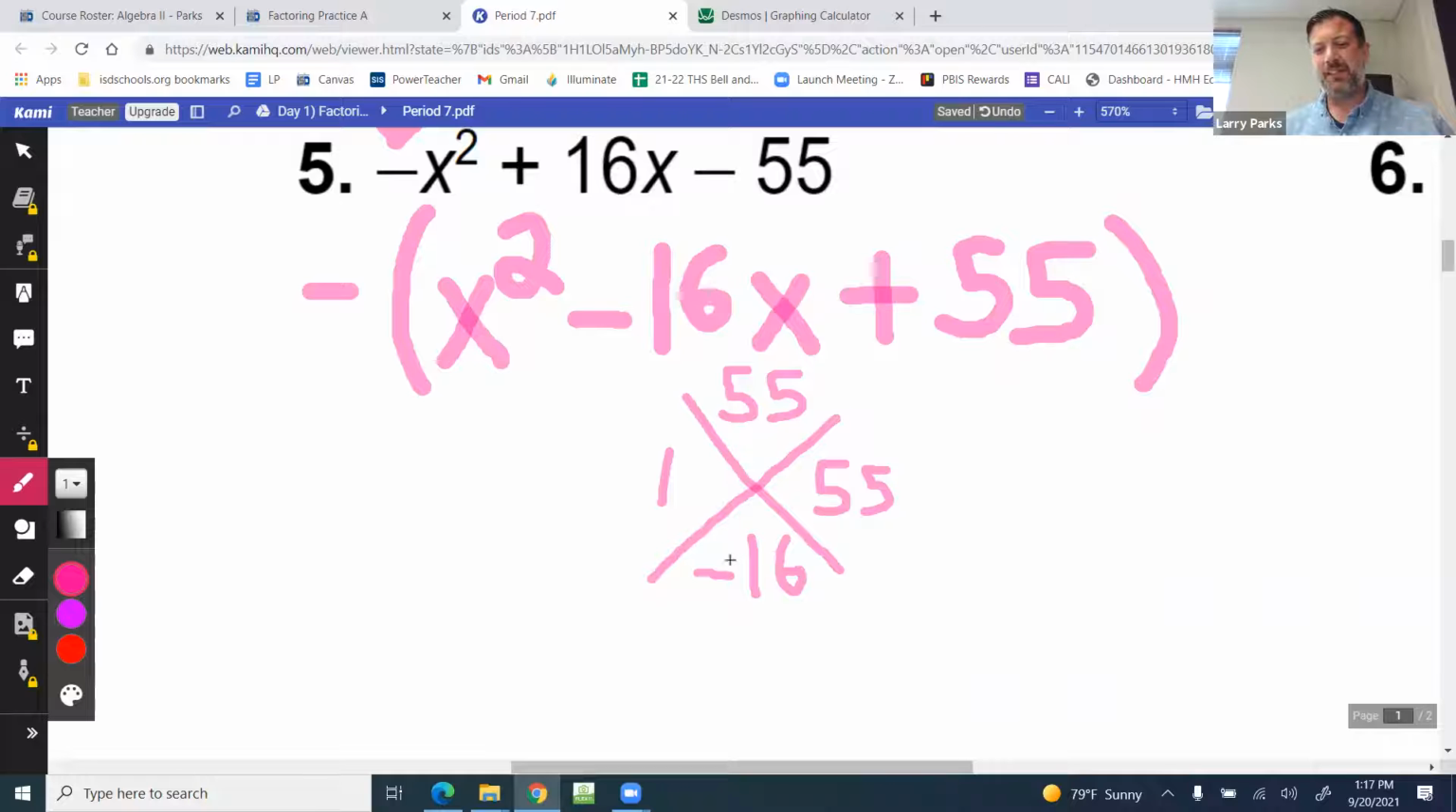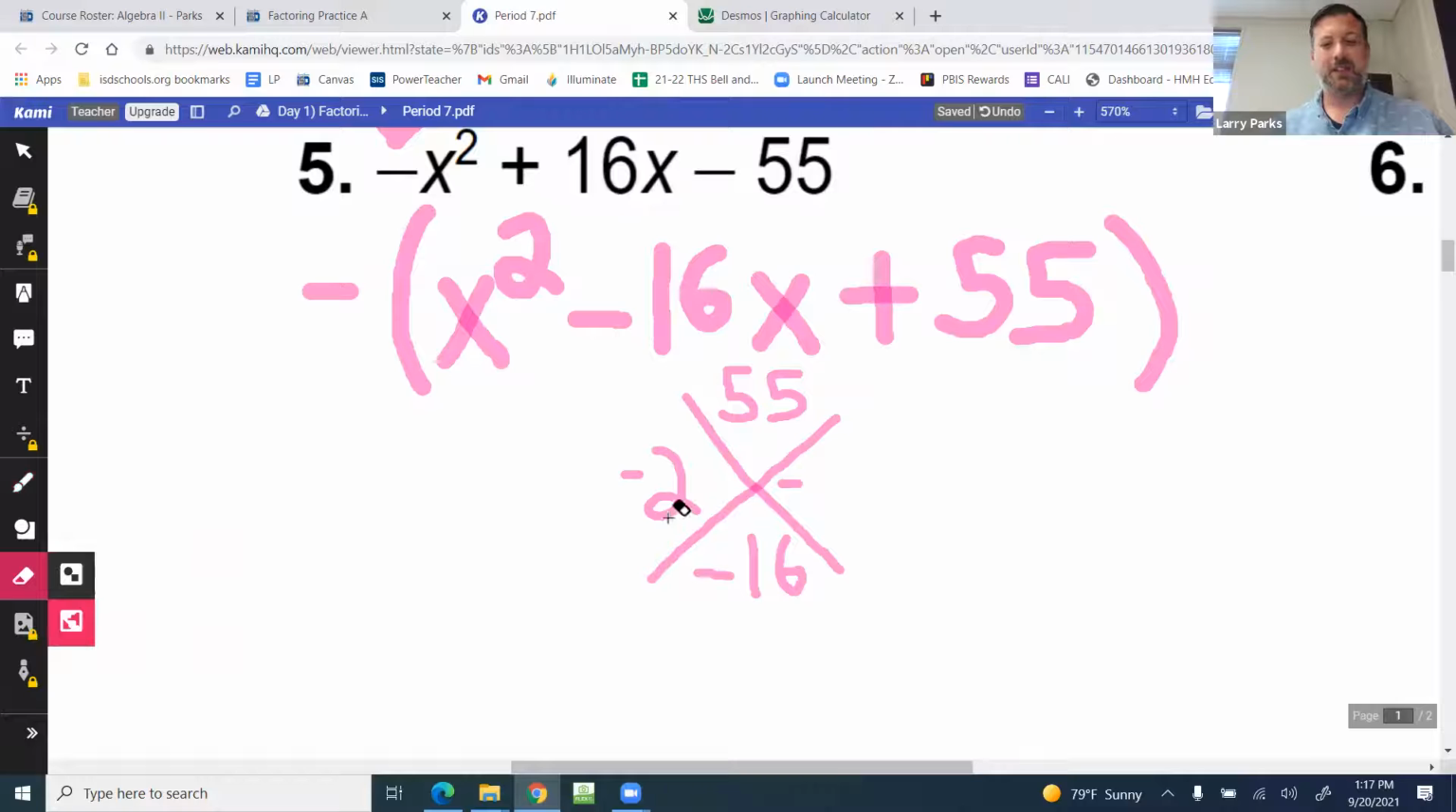The only way to get a negative would be if both of these were negative. Okay, because negative times negative is positive, and negative plus negative is negative. So -1 and -55 multiplied together is positive 55, but -1 plus -55 is -56. So that's not going to work. So 1 doesn't work. 2, let's try 2. 2 does not go into 55. Okay, if you type 55 divided by 2 in your calculator, you get 27.5. We don't work with decimals when we're factoring. So 2 is not going to work.